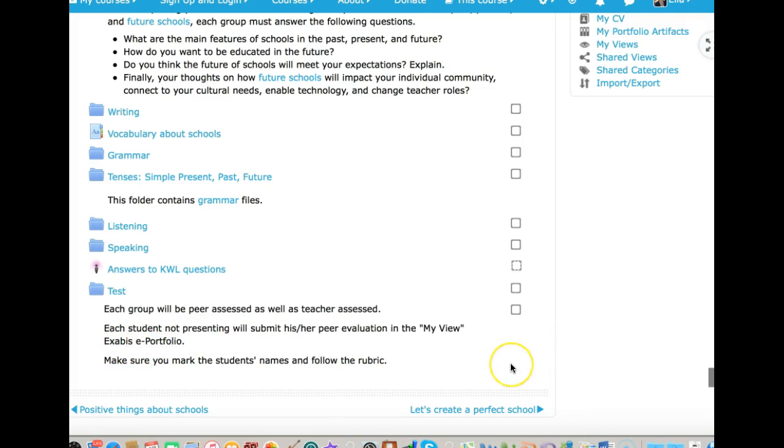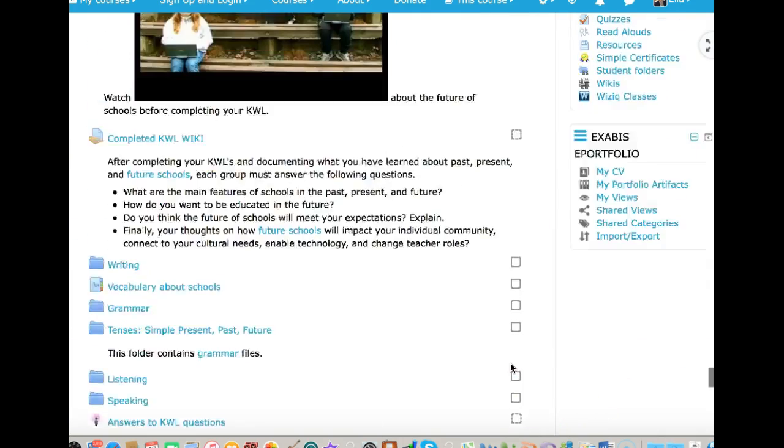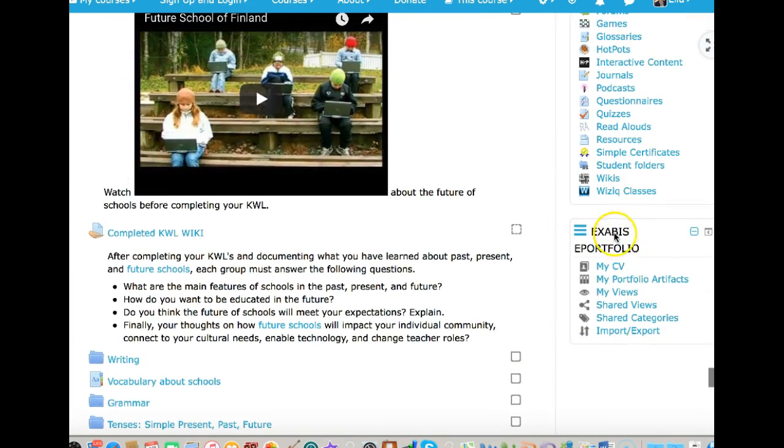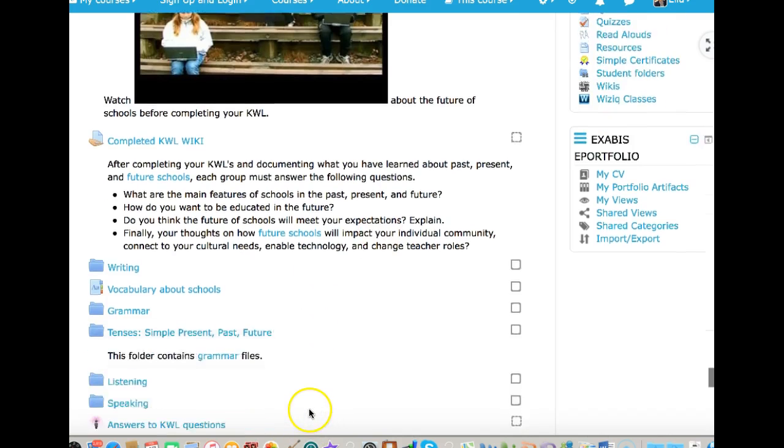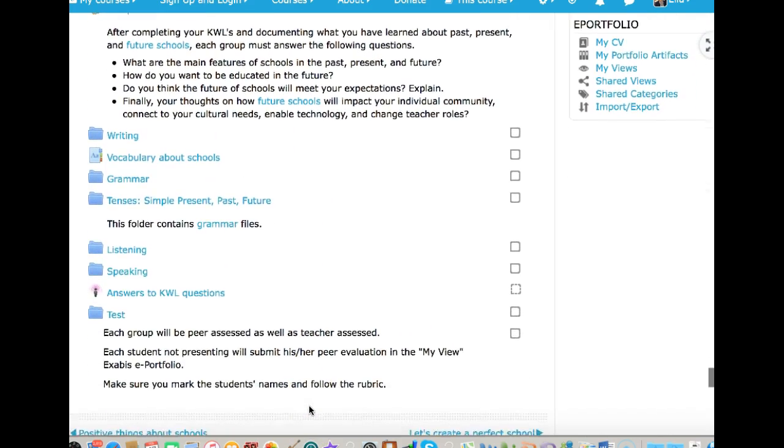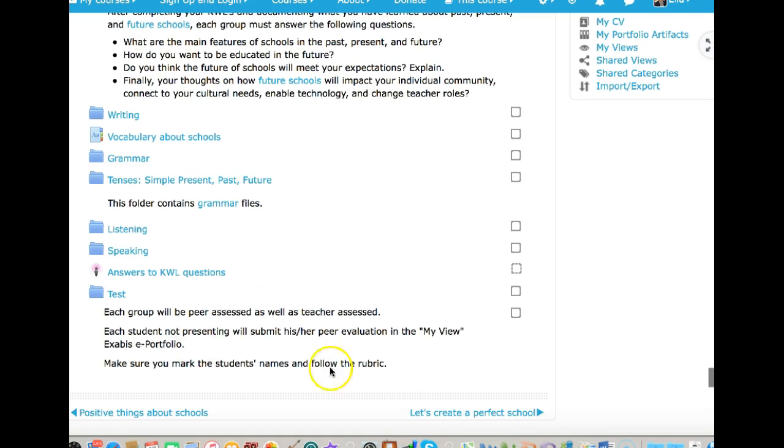So I added a block. Well, I don't know if it's here or not. Yeah, here it is. I added this block for them to do that. But of course, there would have to be a lot of explanation of how to do this.